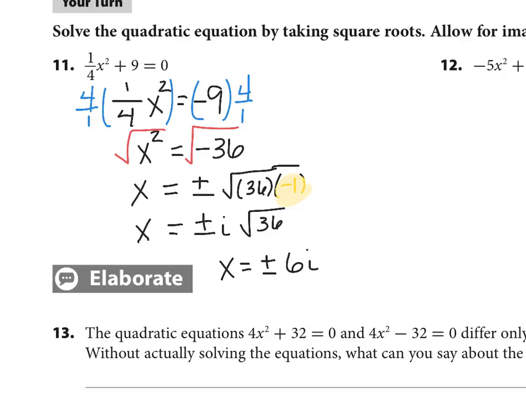Now it's your turn to do number 12 on your own. And I hope you have enjoyed your first lesson on imaginary numbers.